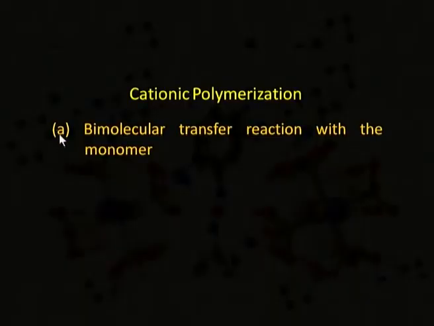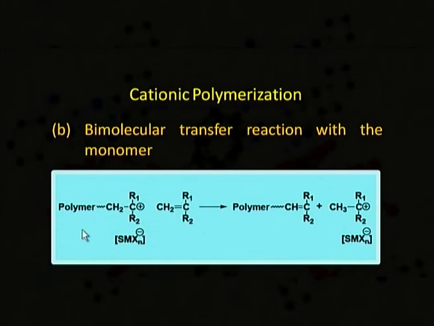Another type is bimolecular transfer reaction with the monomer. It can be explained by this diagram. Here, this is the polymer having this cationic generation and combining with another molecule and finally converting into polymer. Reformation of the monomer initiator complex ensures that the kinetic chain is non-terminated by the reaction.